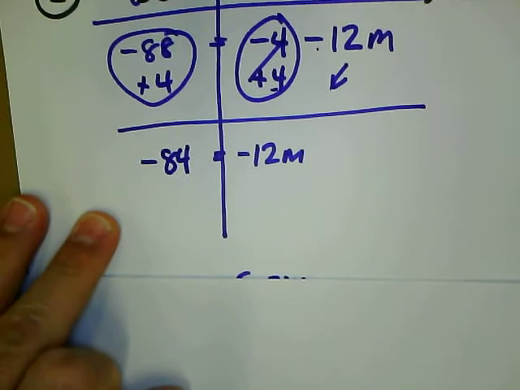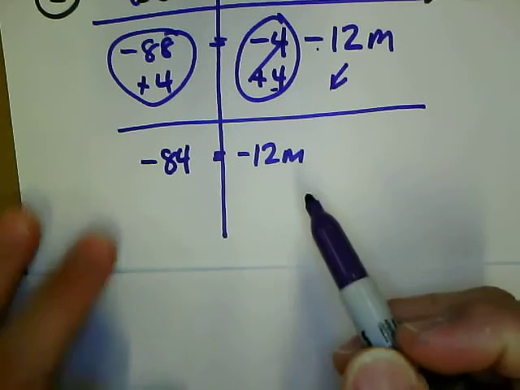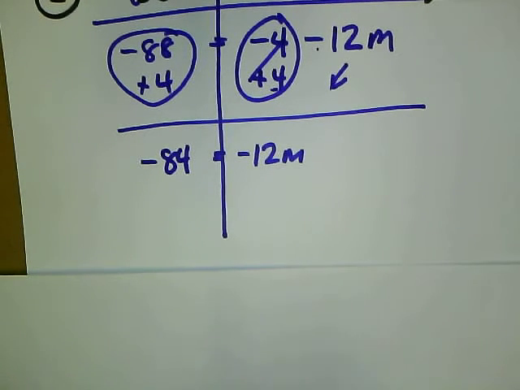All right. So what is the operation going on between the -12 and the m? Okay, we're going to divide, but what's the operation?